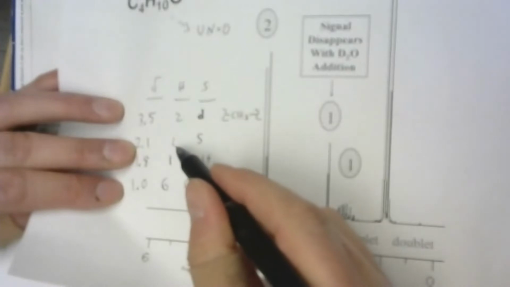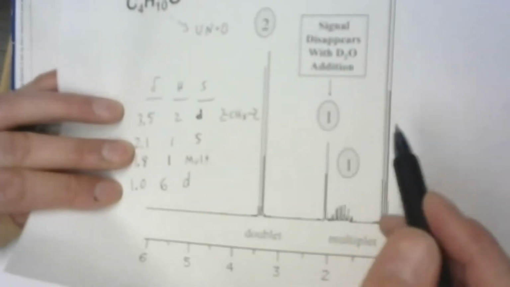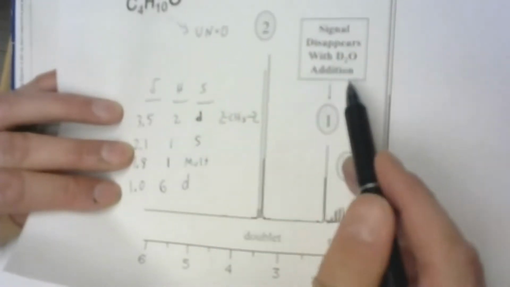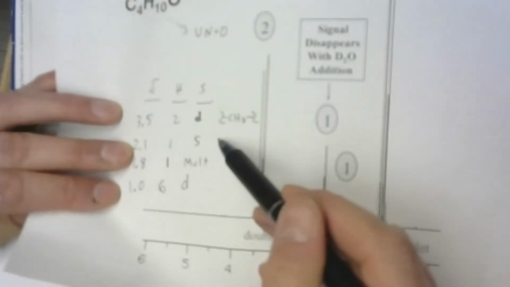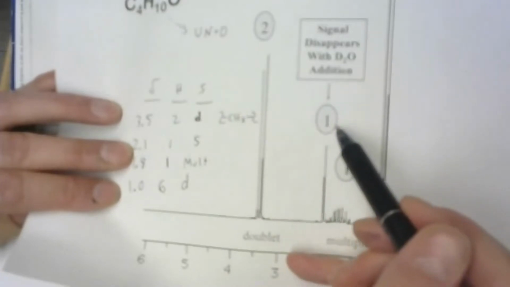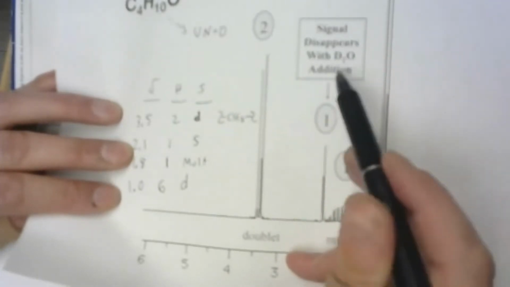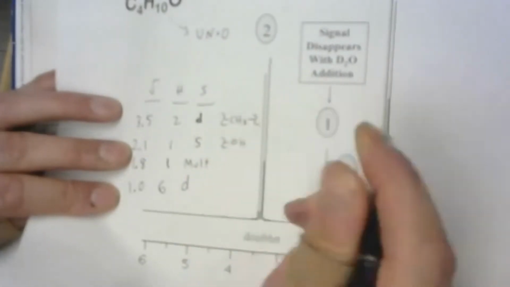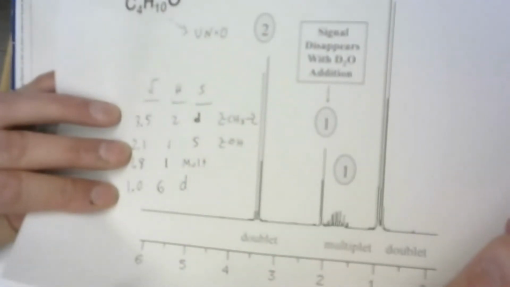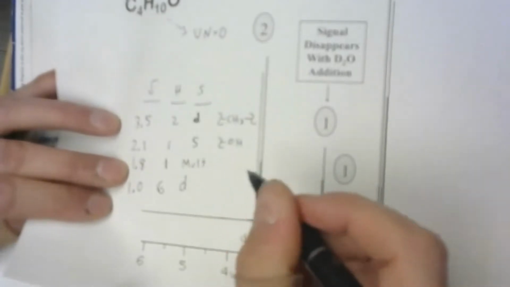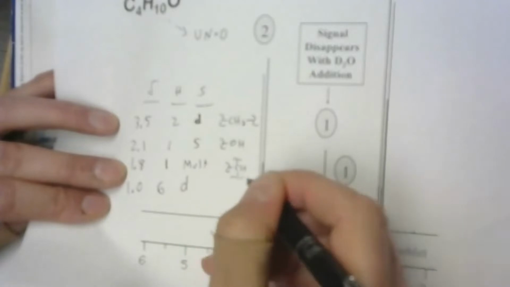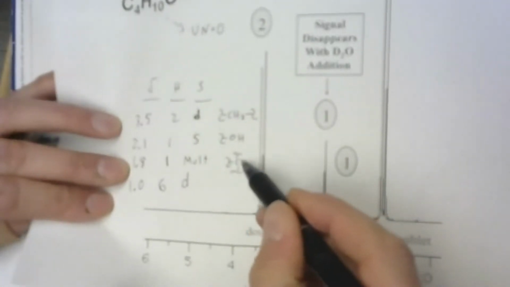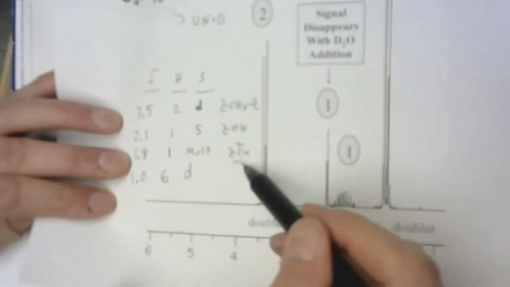A singlet with, oh, this is the one that disappears with D2O. Somebody said CH, but this is a good hint that it's an OH. So it's probably an OH, a squiggly OH, all right? And then we got a CH multiplet again. So it's a squiggly with a CH, three squigglies and a CH.